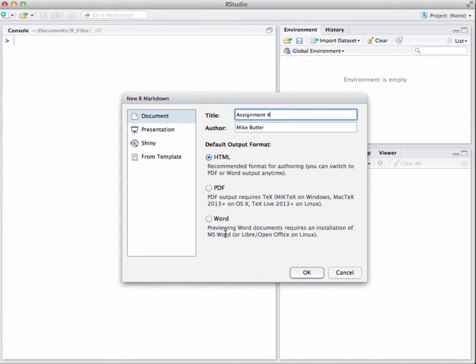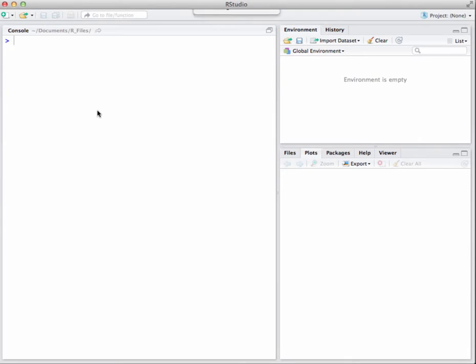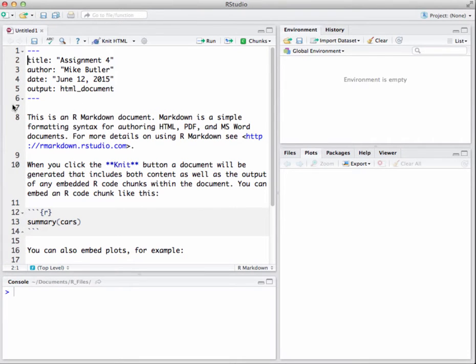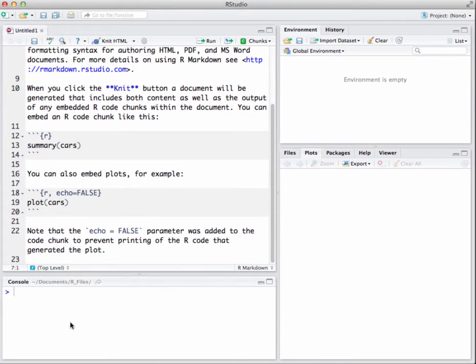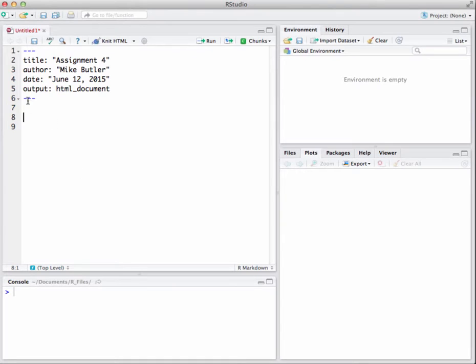Assignment 4, yes, that is me, Mike Butler. Say OK. And then we'll get rid of line 7 down. Don't need any of this other stuff. Okay, cool. All right, so this is going to be problem number 27.